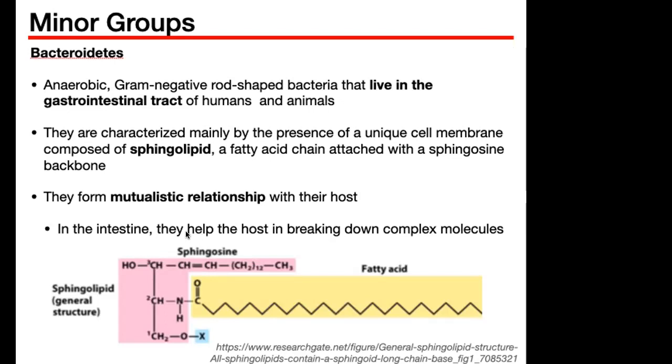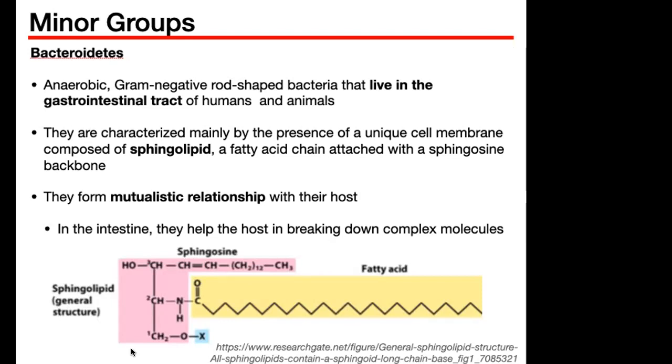Okay? So instead of a glycerol head, their cell membrane has a fatty acid chain just like with normal bacteria, but it doesn't have a glycerol head. It doesn't have a glycerol moiety, but instead it has sphingosine. Okay? And although they are found in the gastrointestinal tract of humans, they actually form a mutualistic relationship.